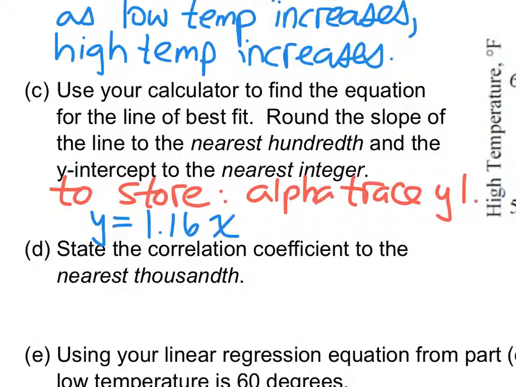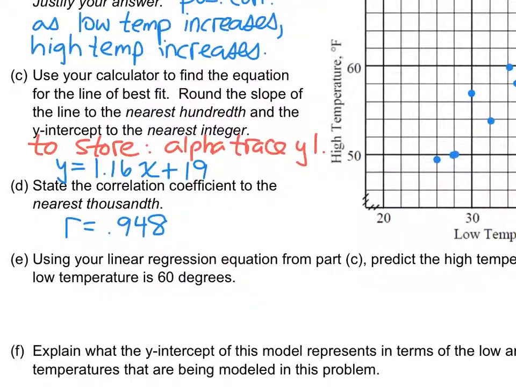Plus the b value rounded to the nearest integer, so that's just going to be 19. The correlation coefficient is the value of r, to the nearest thousandth, that's 3 decimal places, so 0.948. Same values, right? Good.